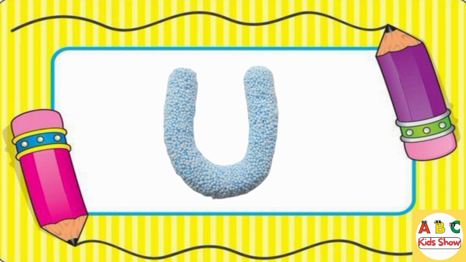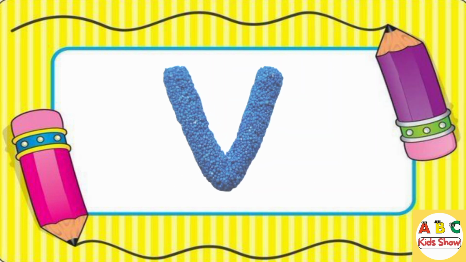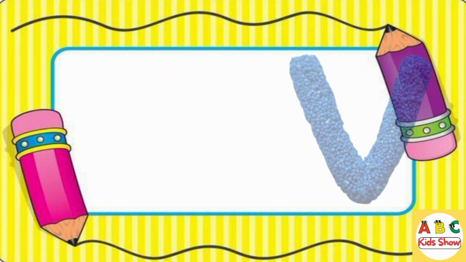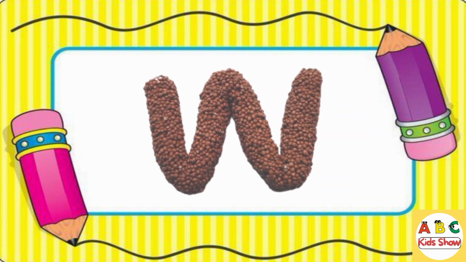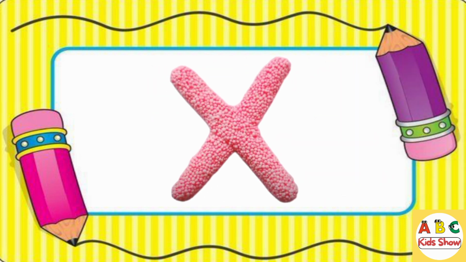U for umbrella. V for van. W for watch. X for xylophone.